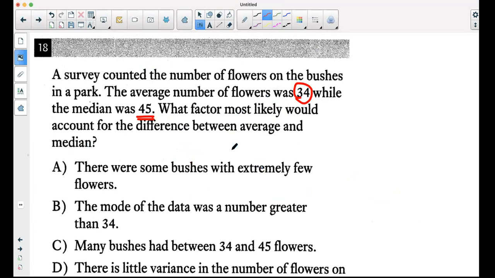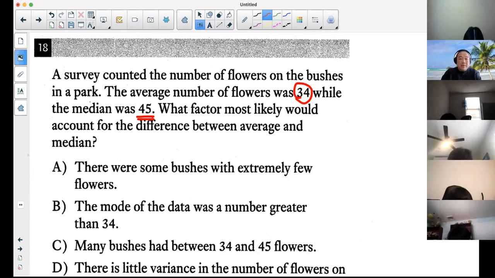Now, let me just give you one quick example. All right. I'm just gonna use the example of a basketball team. I'm looking at the salary of a basketball team. Many of them receive a salary around $1 million to, let us say, $5 million. But guess what, guys? There's one person who gets $40 million.